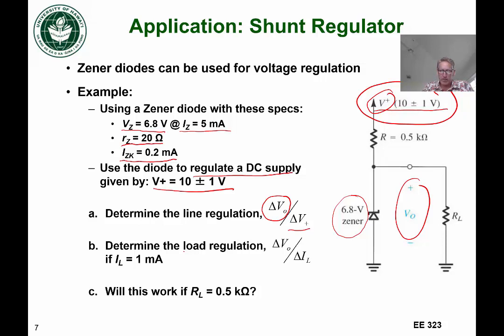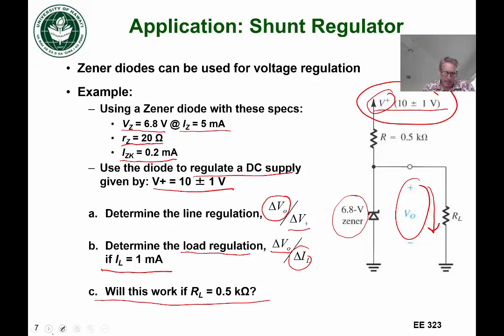And we can also determine something called a load regulation, and that's how much the output voltage changes if we have a change in the load current that would be flowing through this load RL. So we'd like to determine both of these with this specification that the load current is nominally 1 milliamp. And then the last thing we'd like to determine is, will this work if the load resistance goes down to 0.5 k ohms?